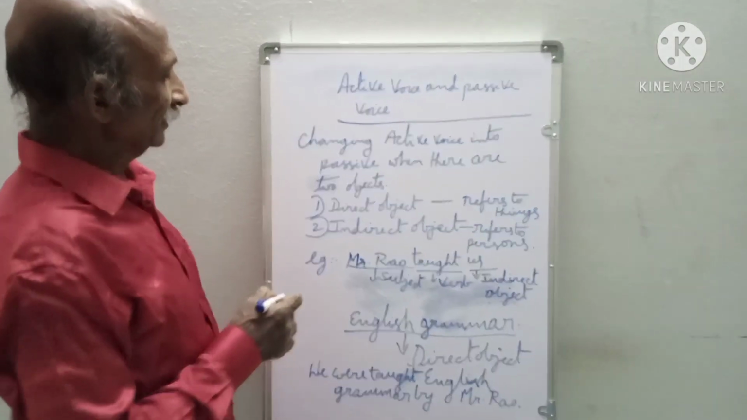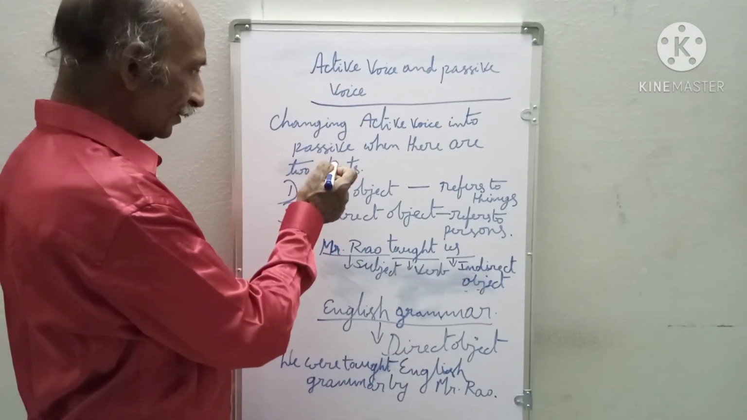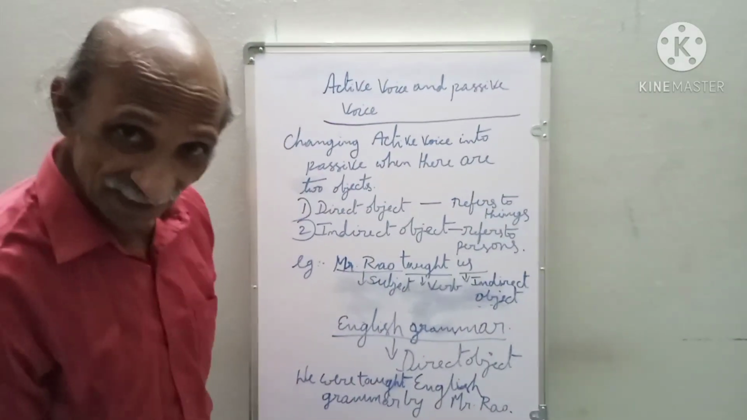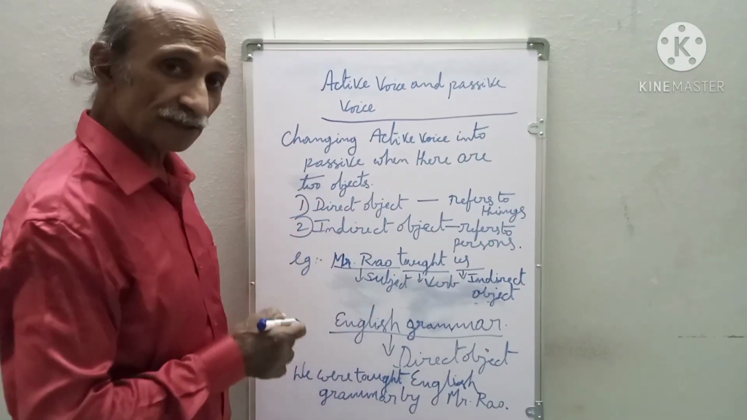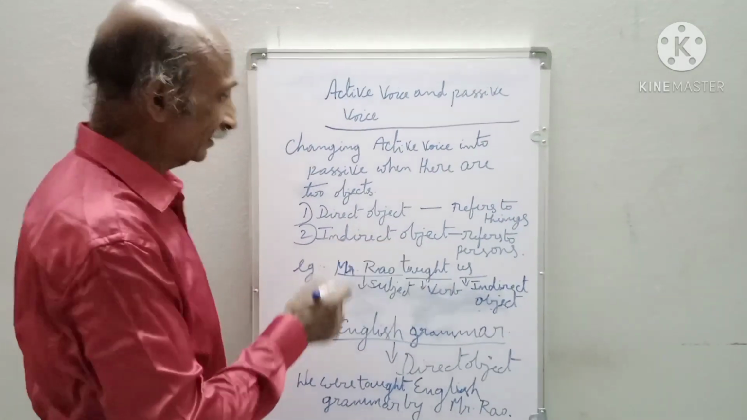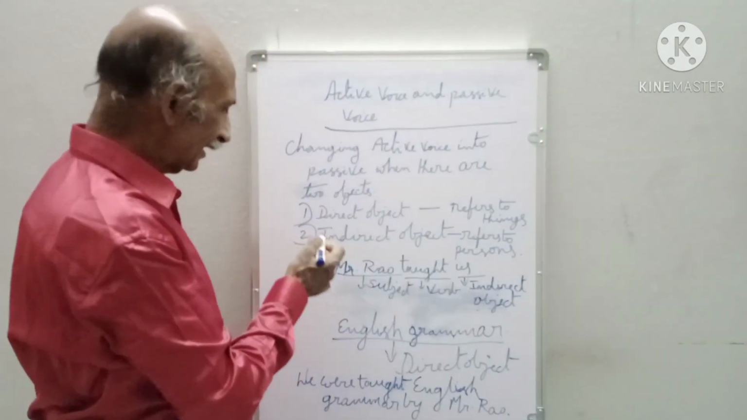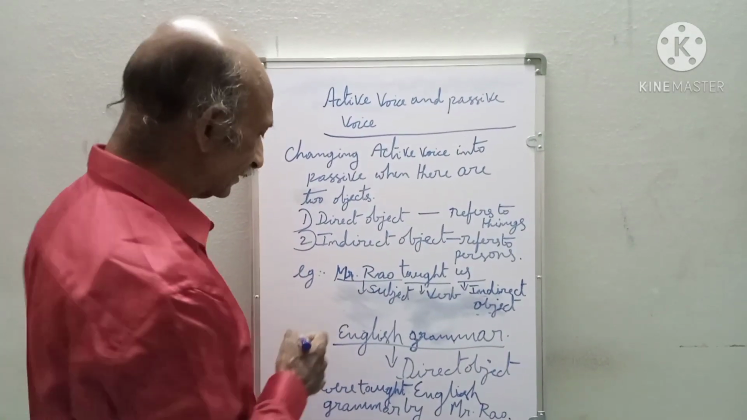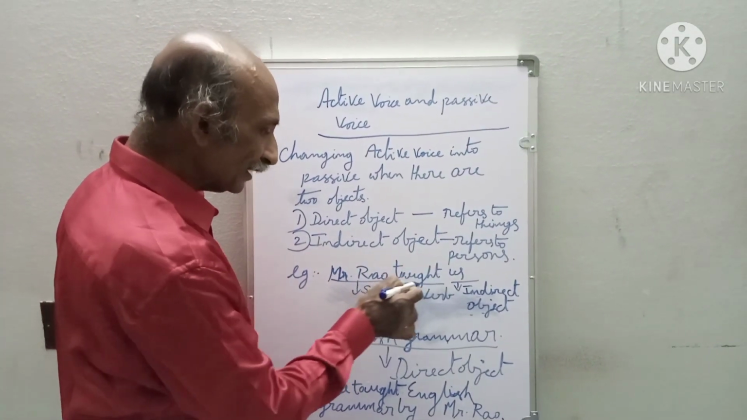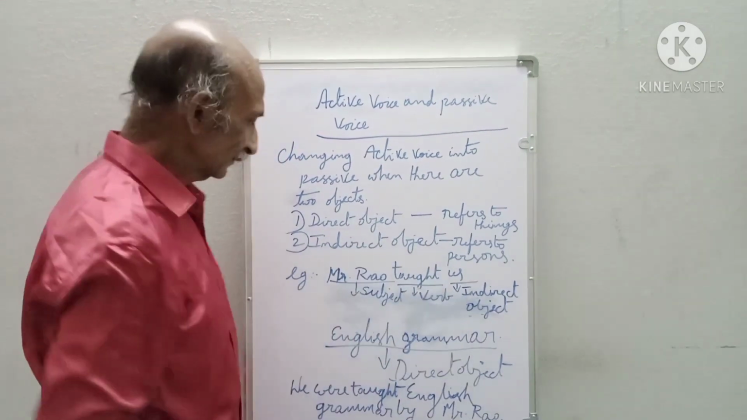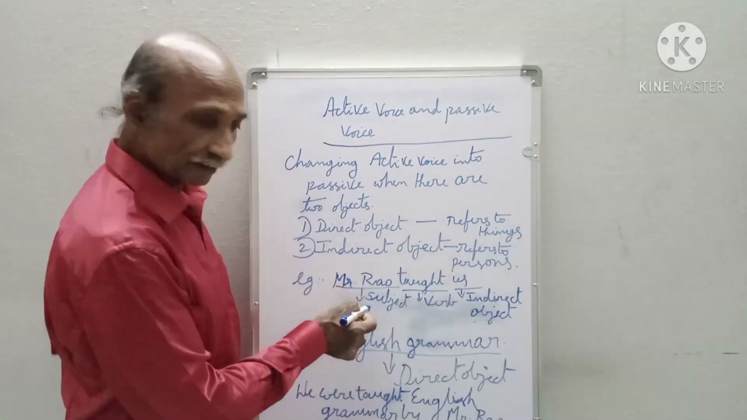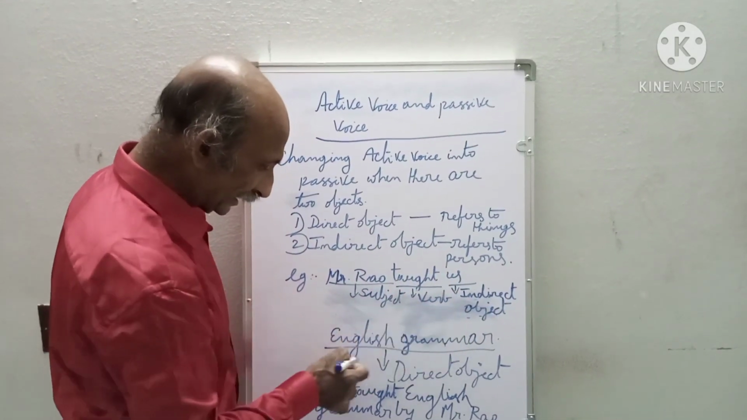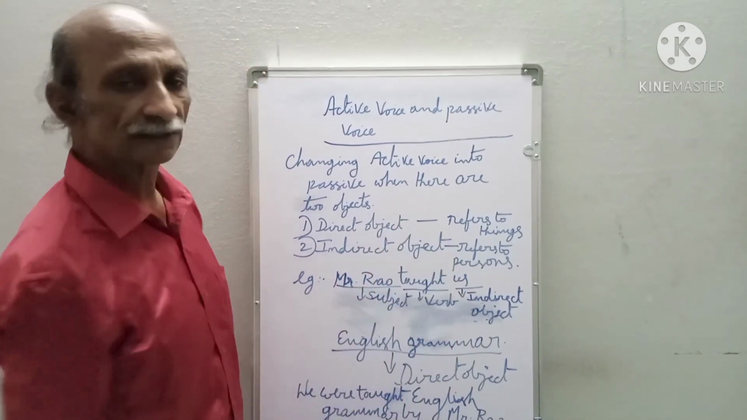Look at the board here. Now we are changing active voice into passive voice when there are two objects. There are two objects in English. First one is direct object, second one is indirect object. Direct object refers to things. Indirect object refers to persons. Now take a look at the example here. Mr. Ram taught us English grammar. Here, Mr. Ram is subject, taught is verb, us is indirect object, English grammar is direct object.